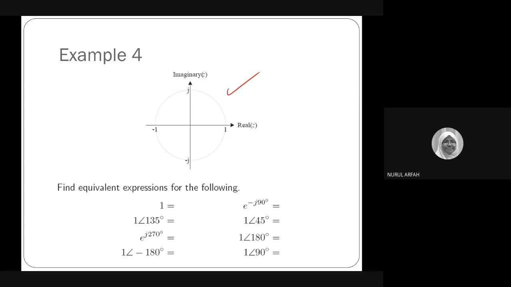So find the equivalent expression for the following. You have one. Any volunteer who wants to give it in rectangular form? What is this in rectangular form? The question I have only one there. This is number 2, number 3, number 4. Okay, any volunteer? Because after this, we're going to draw. Volunteer? No?